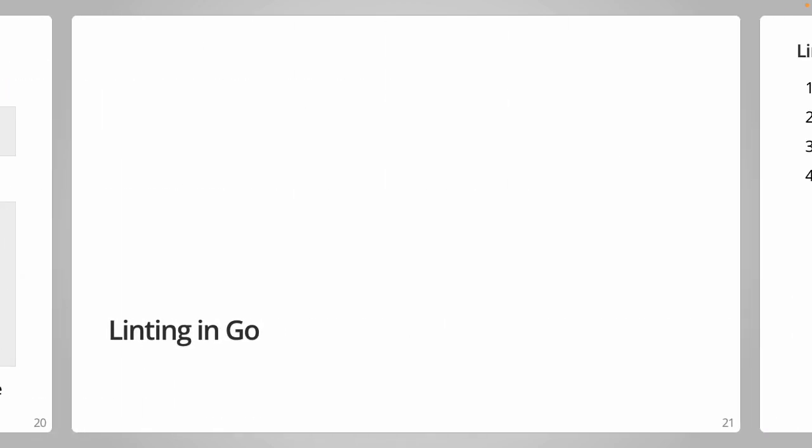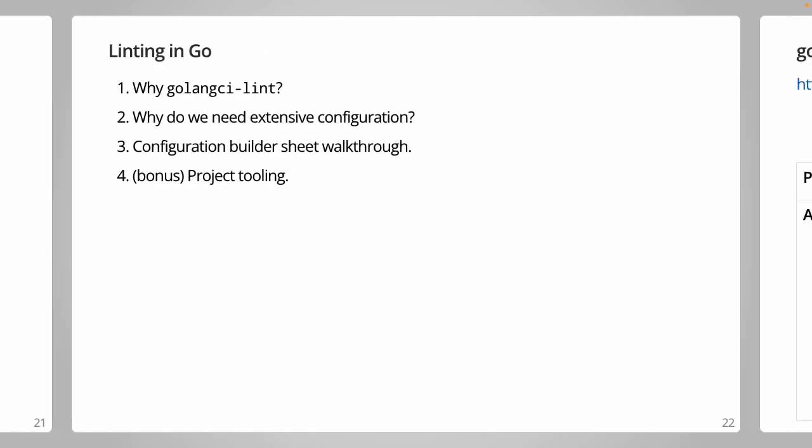Okay, so we've looked at what is a linter, why you would want to use linters, and we also looked at some examples which might give us an idea of the importance of linters, right? But let's talk about linting in the context of Go. What does it mean? What do we need to do? In this, I'll be basically covering these aspects. I'll talk about why you would want to use Golangci-lint. Why do you need to spend extra effort to try and configure Golangci-lint? We'll also look at a Google Sheet, which can help you actually build that configuration. And finally, if we have the time, I'll also talk a bit about project tooling, which is basically useful for developer experience.